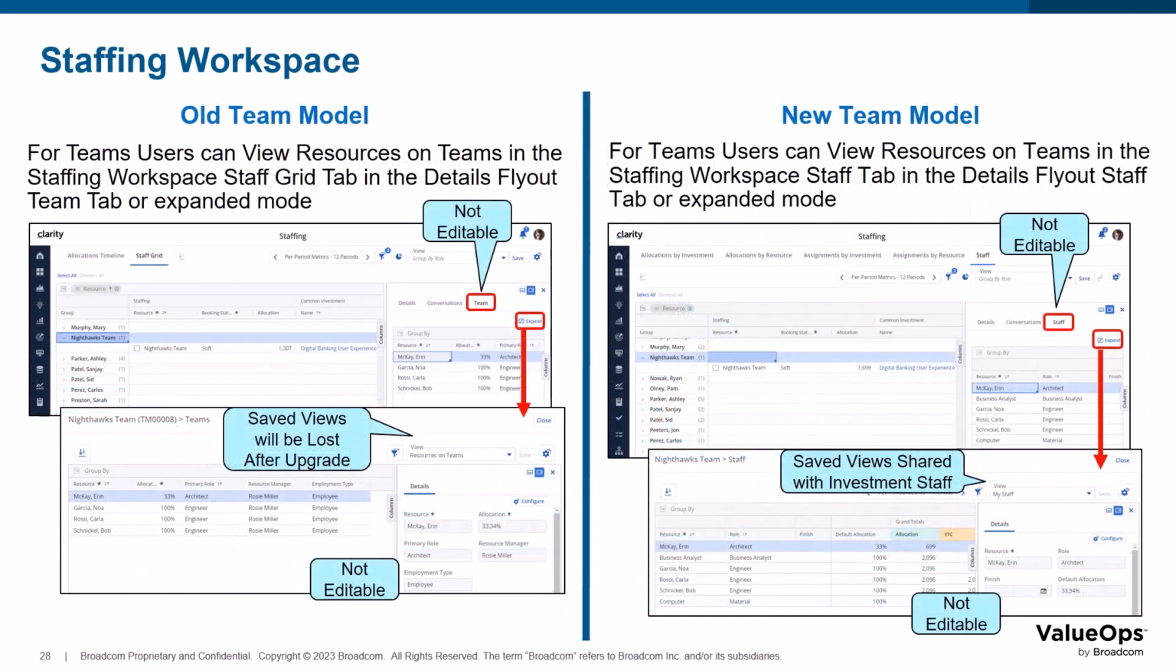And the last thing that we'll look at in the Staffing Workspace is the staff grid. And we'll group it by resource. In the old team model, if we focus on the Nighthawks team and you highlight that in the details flyout, you'll notice that there was a teams tab. And whenever you expand that, the grid will show you all of the resources that were on that team. And both in the details flyout and in the expanded grid for the resources, that was non-editable.